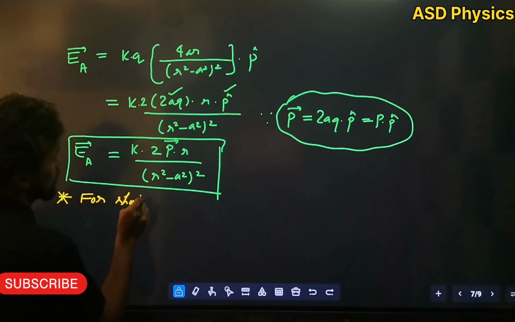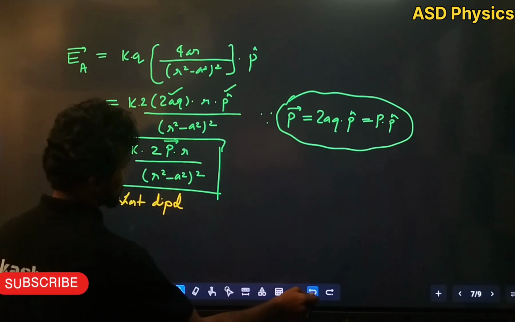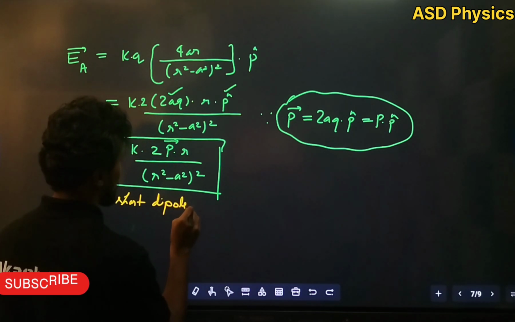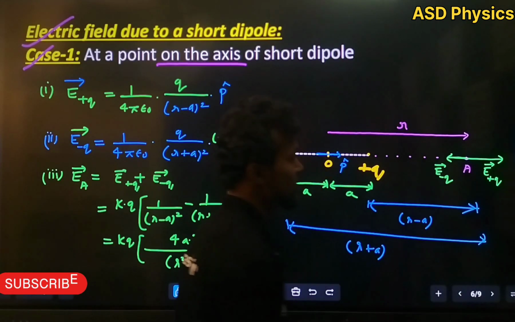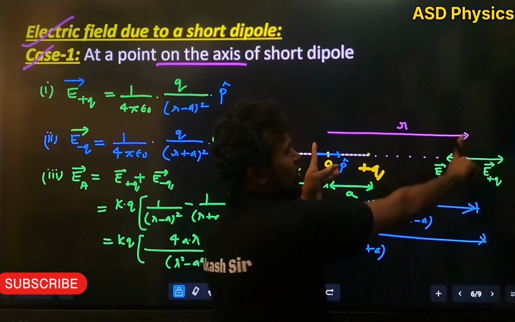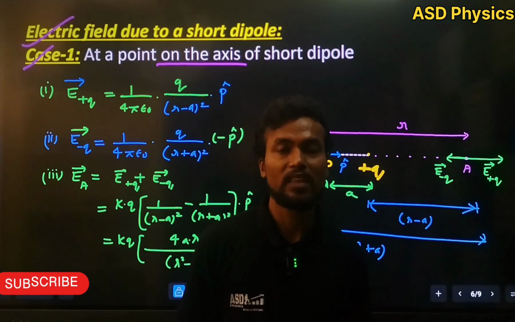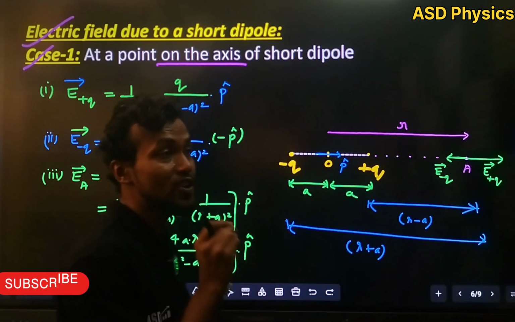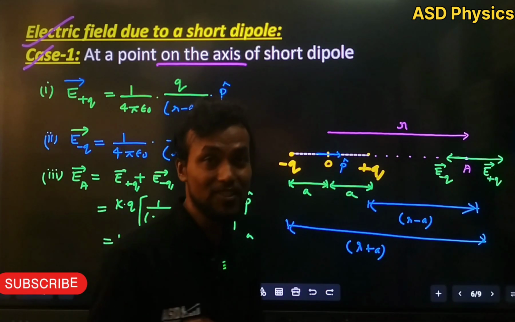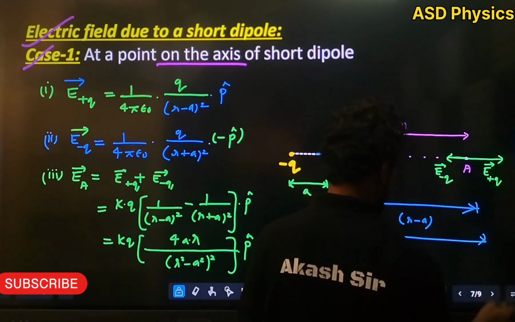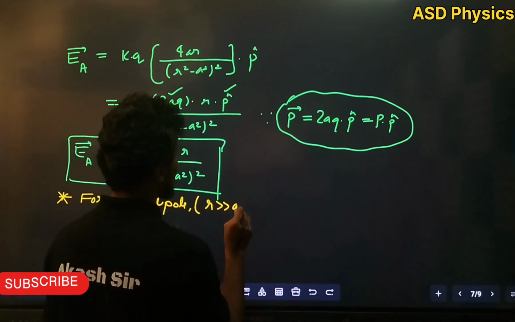So for short dipole, what will happen, students? Just think and tell. Just go to the back one here. This distance small r will be very large compared to this distance small a. That's why that is called which dipole? Short dipole, because before itself I have told you distance between the two charges should be small. So see here, this r should be greater than a.